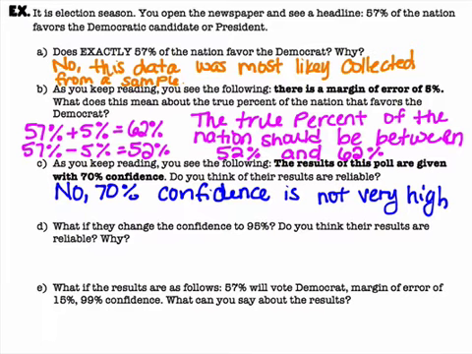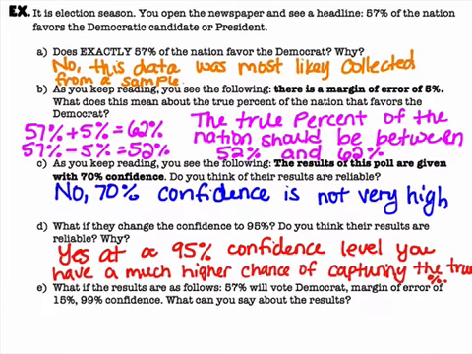What if they change the confidence to 95%? Do you think their results are reliable? Why? So yes, at 95% confidence level, you have a much higher chance of capturing the true percentage.